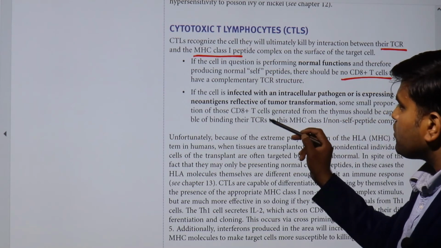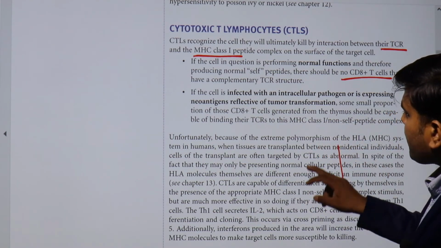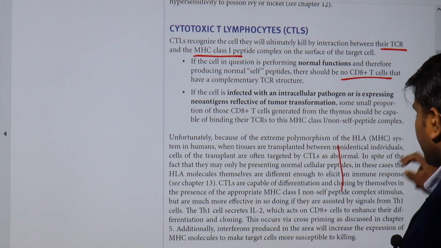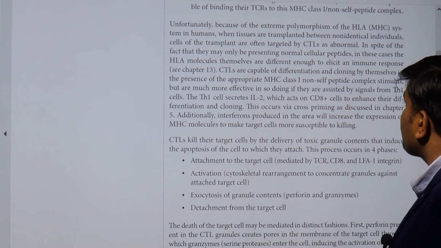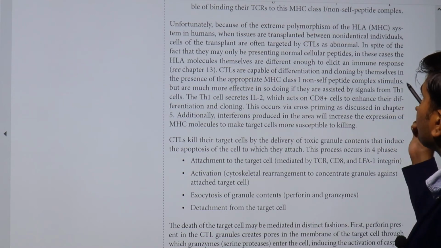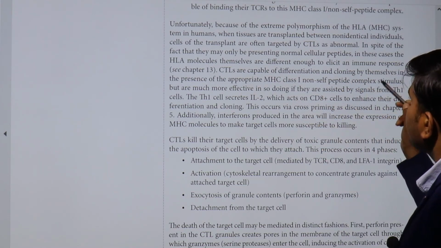some small portion of those CD8 cells generated from the thymus should be capable of binding this TCR to this MHC class 1 non-self peptide complex, which we have discussed. Unfortunately, because of the extreme polymorphism of the HLA MHC system in humans, when tissue is transplanted between non-identical individuals, cells of the transplant are often targeted by CD8 cells as abnormal.